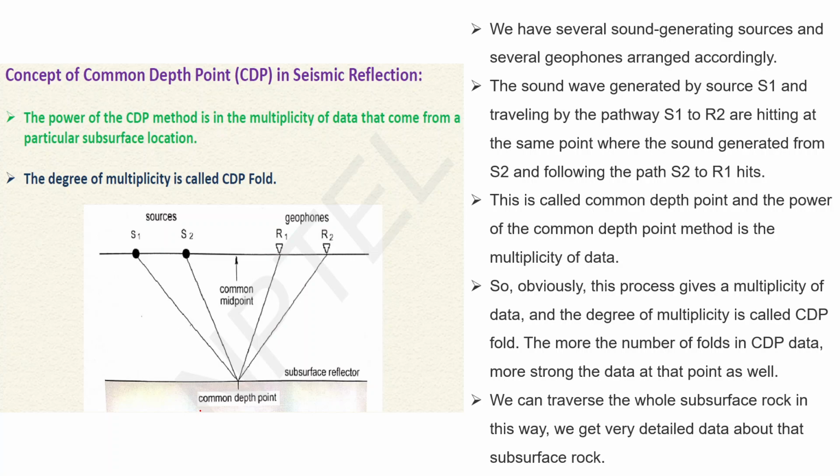Another concept in this seismic reflection method is the concept of common depth point. Here we use multiple shock wave sources. As we can see, we have taken two sources, and we send shock waves, and the reflected waves are recorded using this detector, which is basically a geophone. We get numerous data for a single point.